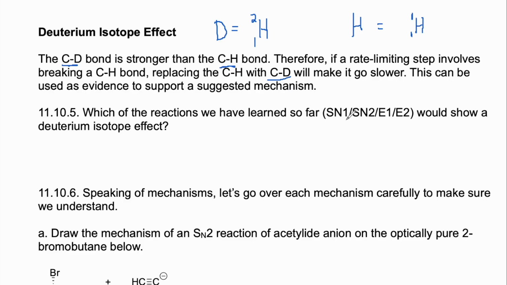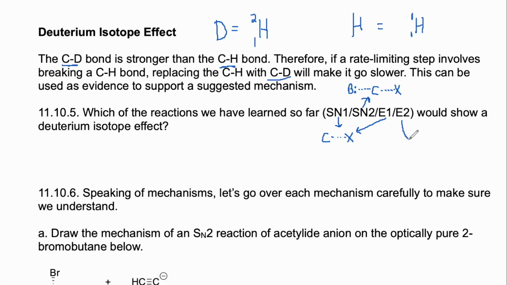So for SN1, the first step is a leaving group leaving. So we have a couple of different reactions where a carbon halide bond breaking is the first step. SN1 falls into this category, E1 falls into this category, so neither of those would have the deuterium isotope effect. For SN2, this involves a nucleophile coming in and attacking a carbon and pushing off a leaving group. So there's no carbon-hydrogen bond involved in that rate-limiting step either.